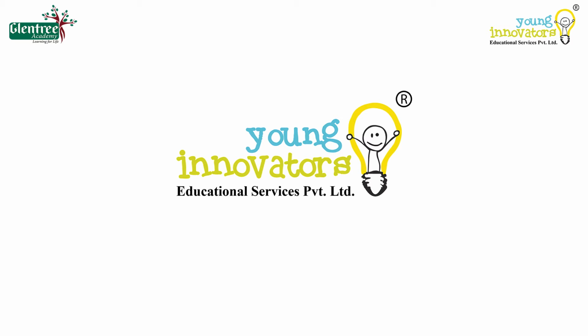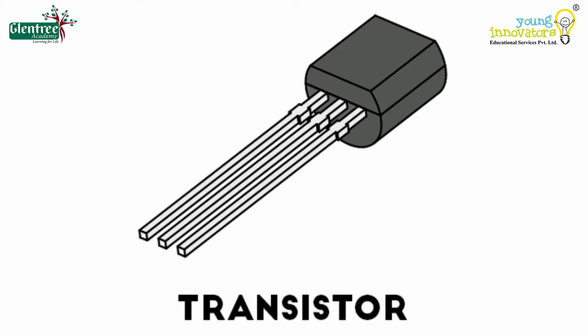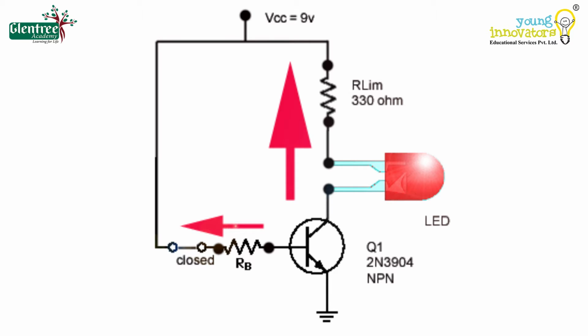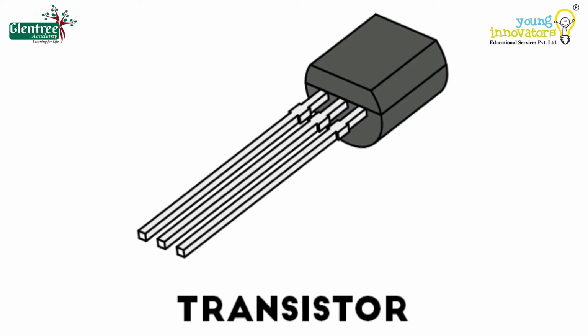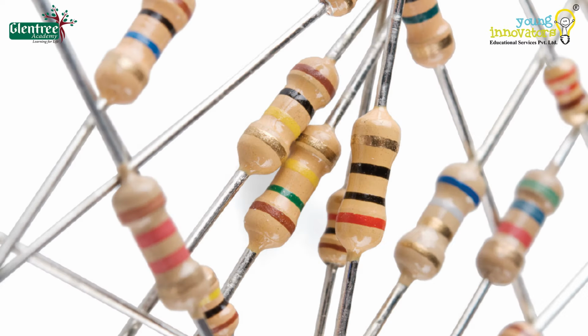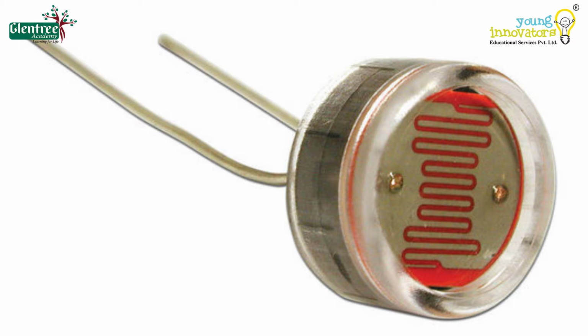Hope you have watched the previous session in which we spoke about transistors, its working and type. We also built simple circuits on Tinkercad using transistors. In this video, we will be looking into some more circuits on transistors. In our earlier sessions, we have learnt about resistors and its working. In this video, we will look into another type of resistor called a light-dependent resistor.